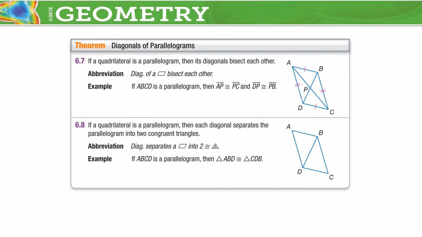Now, diagonals in a parallelogram. A parallelogram has two diagonals, BD and AC. When you have a parallelogram, the diagonals bisect each other. This means AP equals PC and PB equals PD.